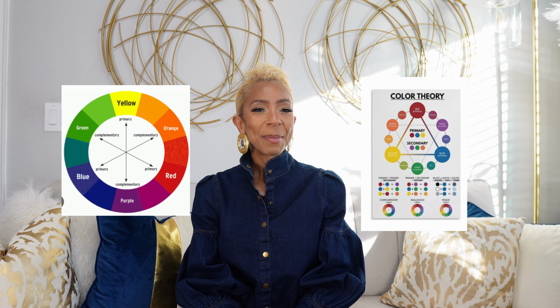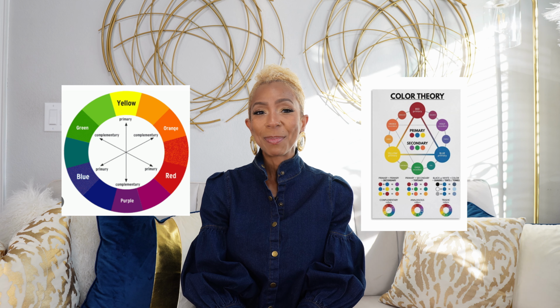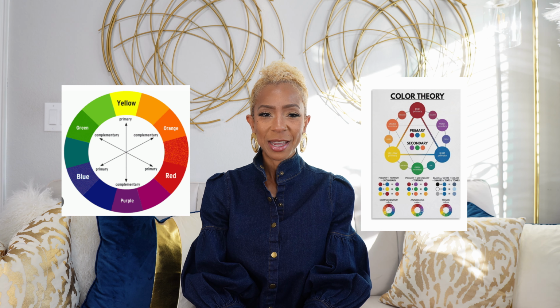So what is color theory? Simply explained, color theory is the art of combining colors based on the color wheel. I'm going to cover 5 basic components of color theory. Number 1, primary colors. Primary colors include yellow, blue, and red. Primary colors are deemed primary because they cannot be created by mixing other colors. Instead, primary colors combine to create secondary and tertiary colors.